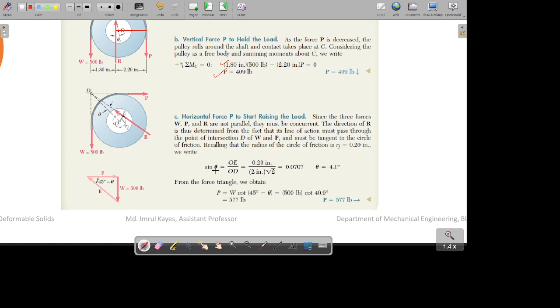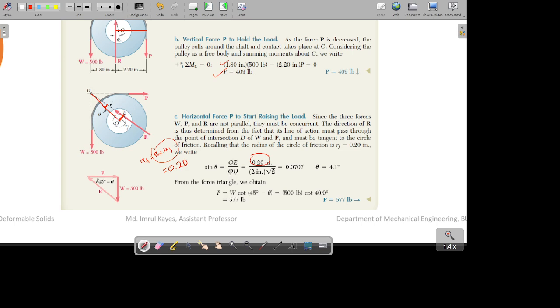So sine theta. What is theta over here? Theta is that small angle over here. How can you determine it? Sine theta will be OE, opposite, by hypotenuse OD. So OE can be determined; this is the radius of friction, right? We know that the radius of friction equals the radius of the shaft R times mu s. We have determined the value earlier, which is 0.20 inch. So you can see over here 0.20 inch.